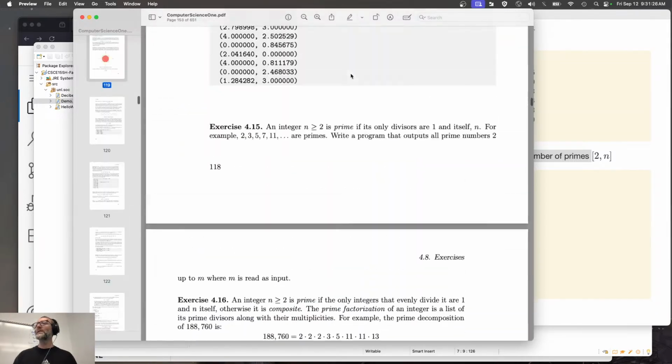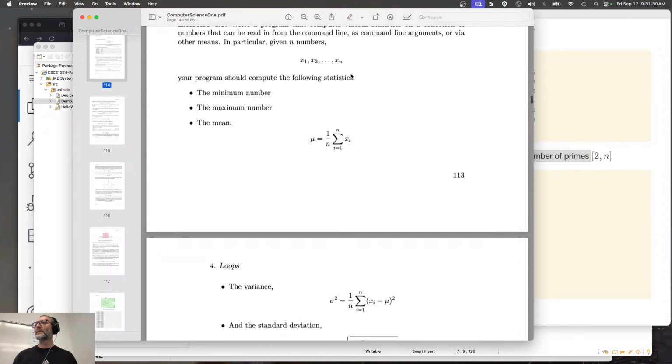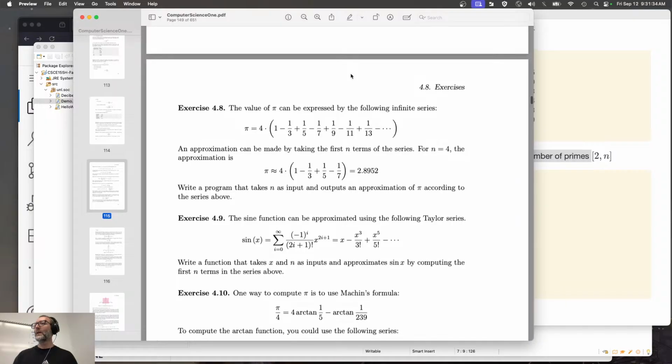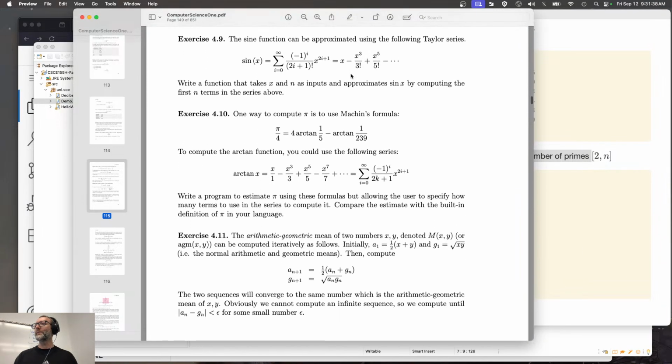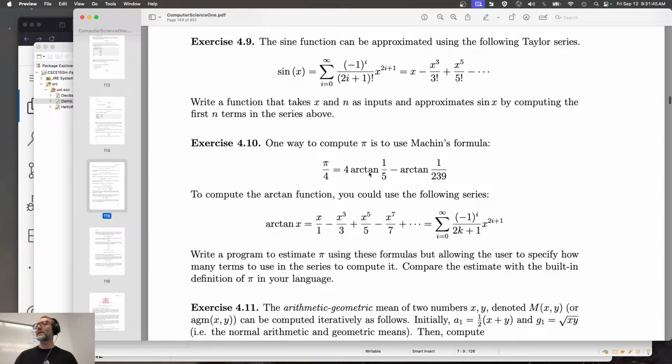So what are we wanting to see? Okay, a Taylor series. All right. There's pi. The sine function. There's the sine function that can be computed using the following series. There's arctangent, et cetera, et cetera. Let's just go ahead and keep it simple with sine.